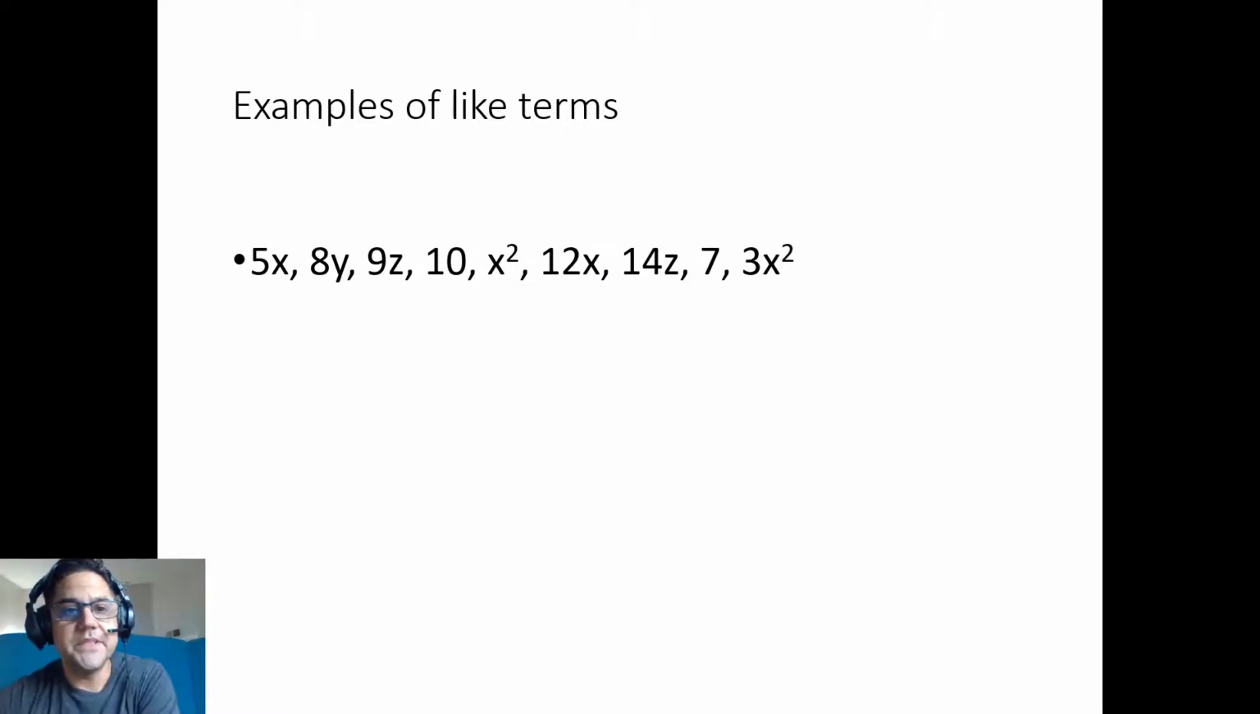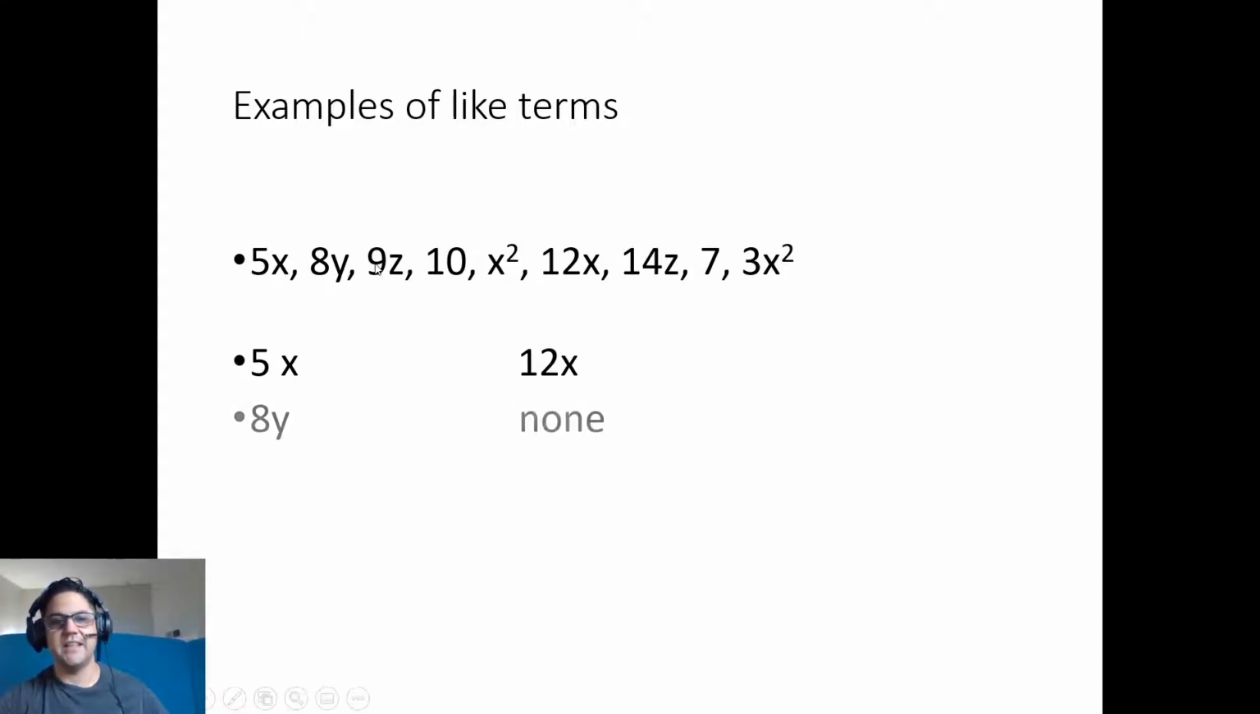So for our like terms, if I look at it, just going from left to right, my 5x is going to match up with my 12x. Because again, they have the same variable, same exponent. What about my 8y? Anything? Oh, nothing there, right? The y is all alone. That's so sad. What about the 9z? If you scroll across, yeah, the 14z. Same variable. The 10 and the 7 match up. The constants, no variables. x squared and 3x squared match up. Definitely. Same variable, same exponent.